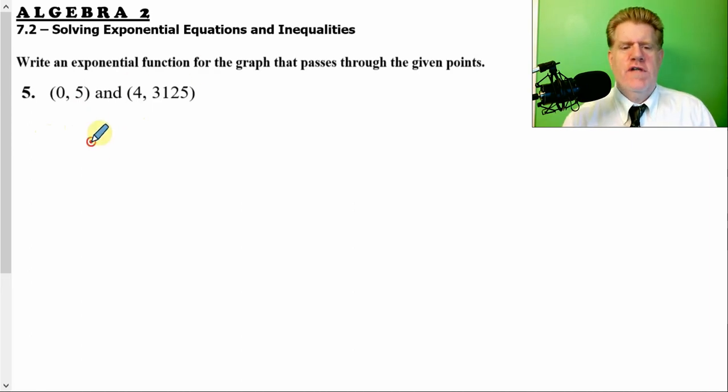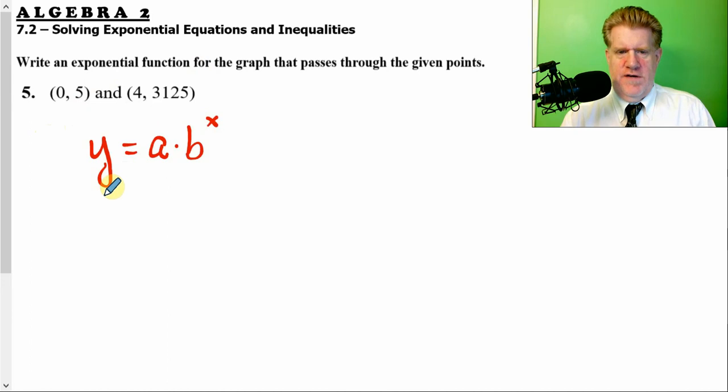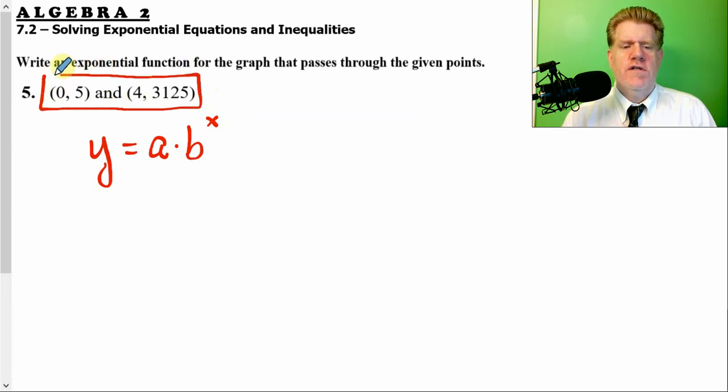However, we know that the basic exponential equation that we're dealing with is in this form: y equals a times b to the x. There are some variations on this, but this is what we're going to go with. I am telling you that we have an exponential equation that goes through these 2 points. Our job is to find the equation that makes that true. Now here's the good news. I have this point right here, (0, 5).